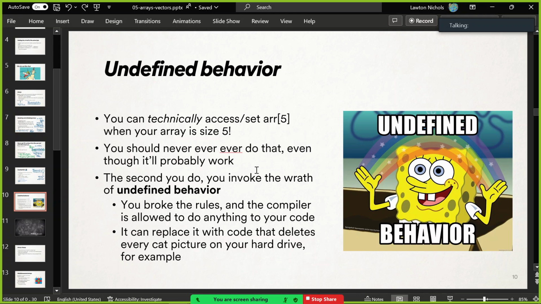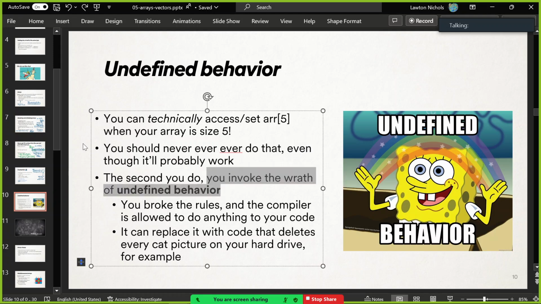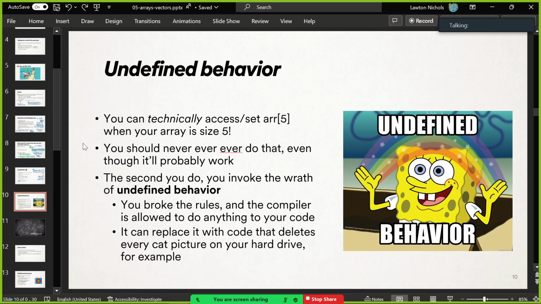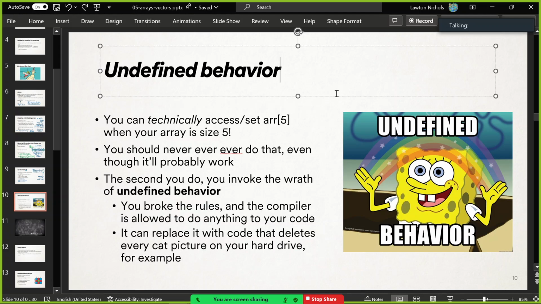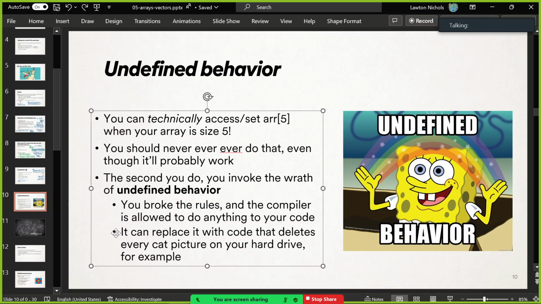Because the second you do that, you have invoked the wrath of undefined behavior. So you're now writing to somebody else's memory, and if the compiler notices that you broke the rules like that, it's actually allowed to optimize away your code in any weird way that it wants to. So technically, it is within the specification of the C++ language for that program to delete everything on your hard drive, or replace them all with SpongeBob memes. Everything that you own. That is within the laws of the compiler at that point, because you have invoked undefined behavior and anything goes.